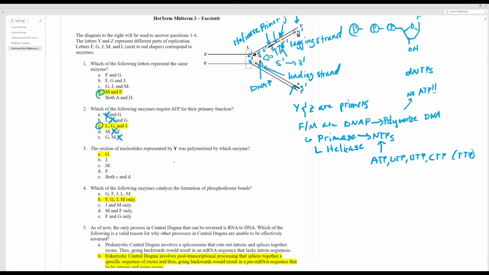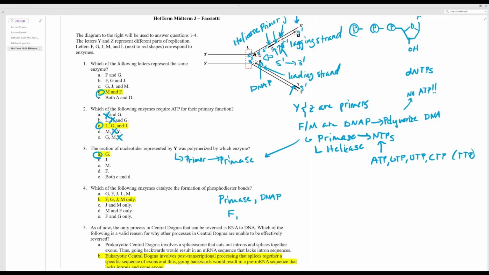The section of nucleotides represented by Y was polymerized by which enzyme? Well, Y is a primer, which means it was laid down by primase, and we said G was primase. So answer choice G. Which of the following enzymes catalyzed the formation of phosphodiester bonds? That should be primase, because you're forming phosphodiester bonds between the RNA nucleotides and the DNA polymerases.